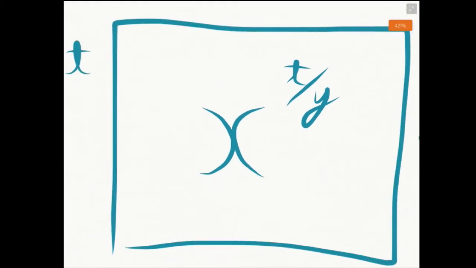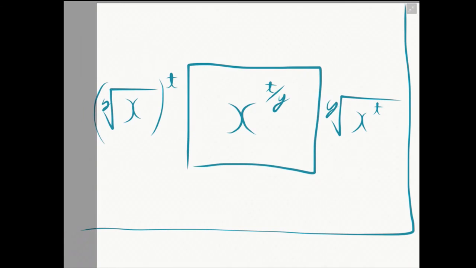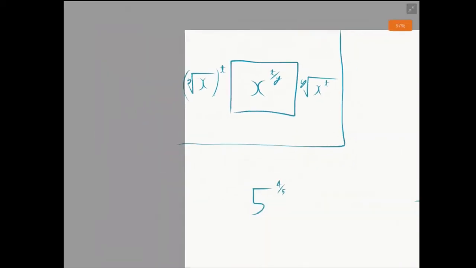Okay? So what that equation would actually look like expanded into a radical form would be either like this or like this. So either the y-th root of x to the power of t, or x to the power of t, and then you take the y-th root of that. Okay, so let's start with a pretty basic one here.